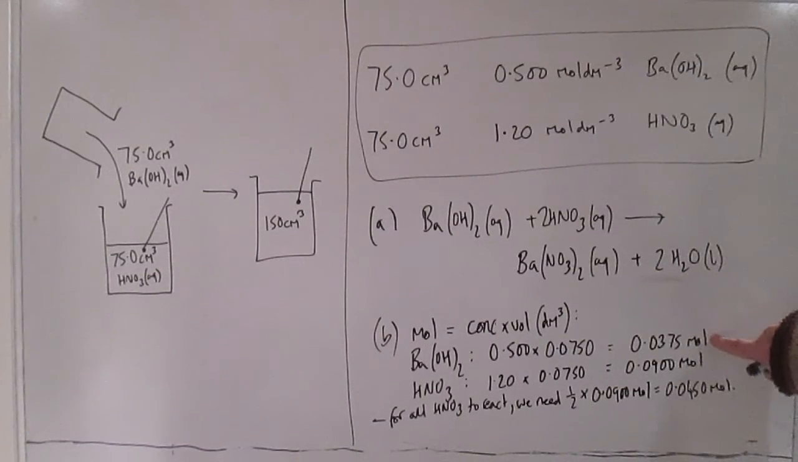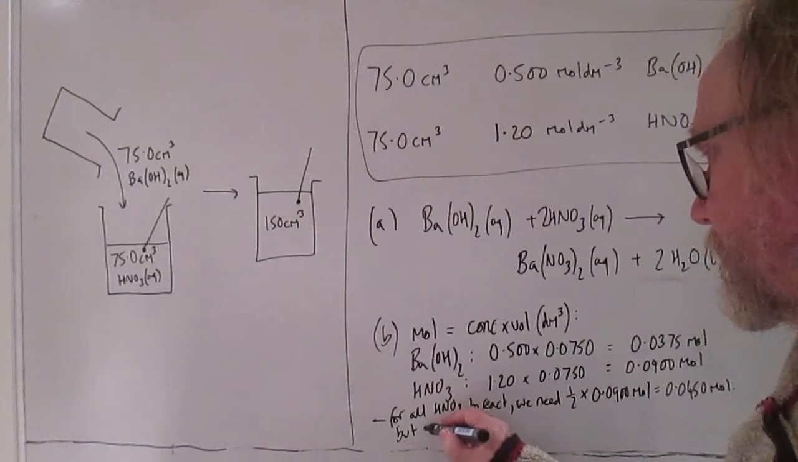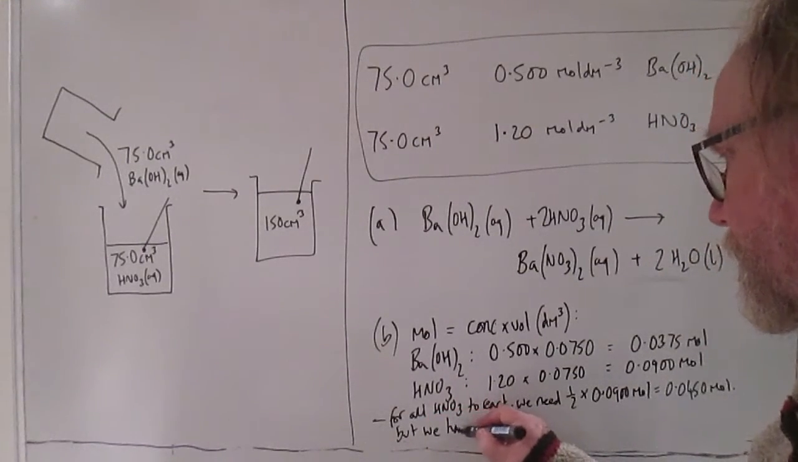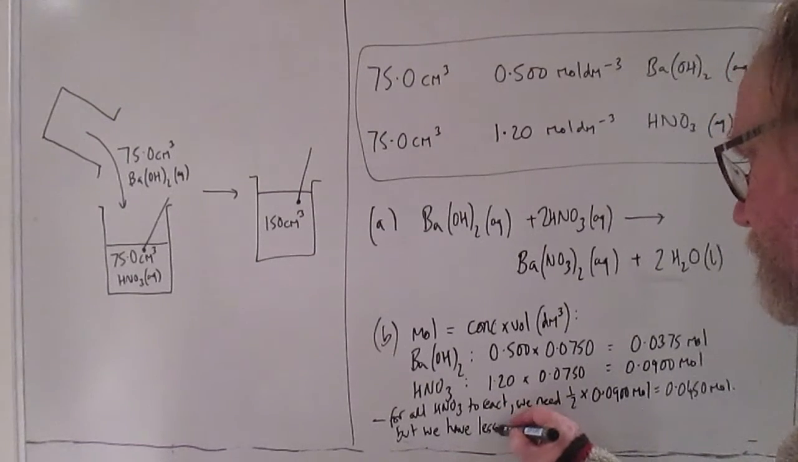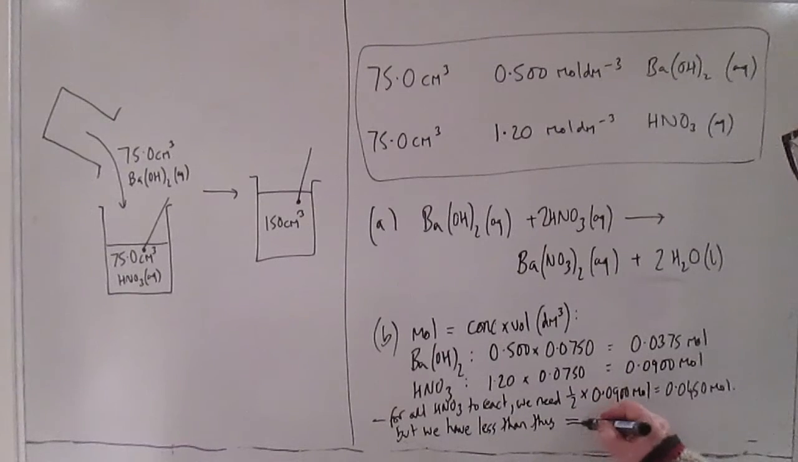We've only got 0.0375. Okay, but we have less than this, which means that nitric acid is in excess.